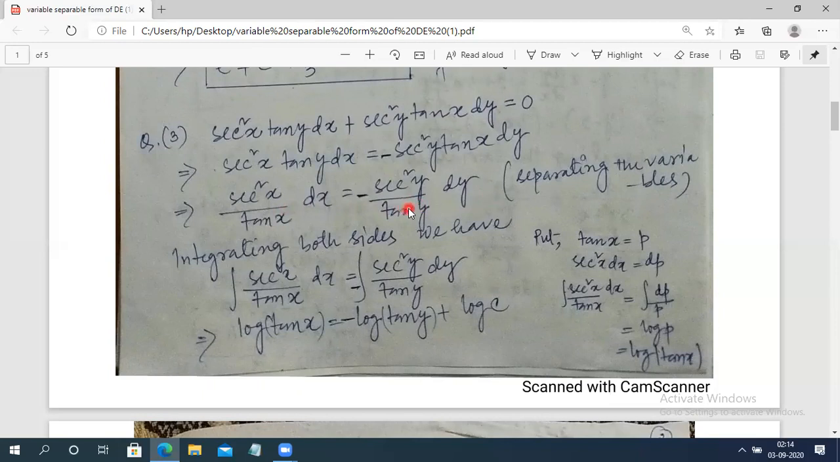Now we have to find the solution. It means we have to integrate these two functions separately. If we integrate this function, we will get log of tan x, and if we integrate this function sec square y by tan y with respect to dy, we will get log of tan y. Now, how does this log of tan x and log of tan y come?